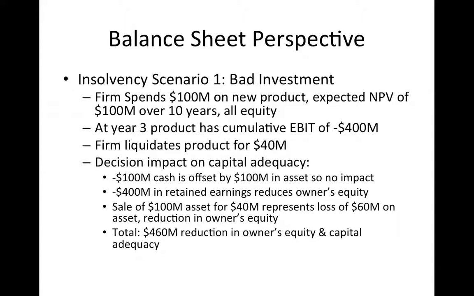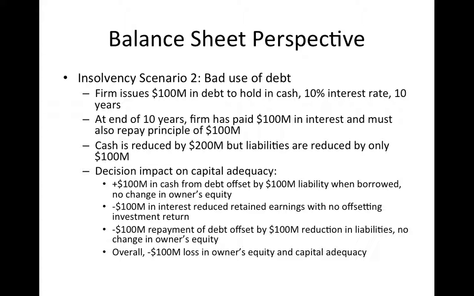So it's a $60 million less. So the total is a $460 million reduction in owner's equity and also a $460 million reduction in capital adequacy. Okay, so hopefully they had enough to cover that, but this would be an example of how somebody maybe doesn't have $460 million in their capital, their owner's equity account. And so, quite frankly, this puts them in bankruptcy, or insolvency, I should say.